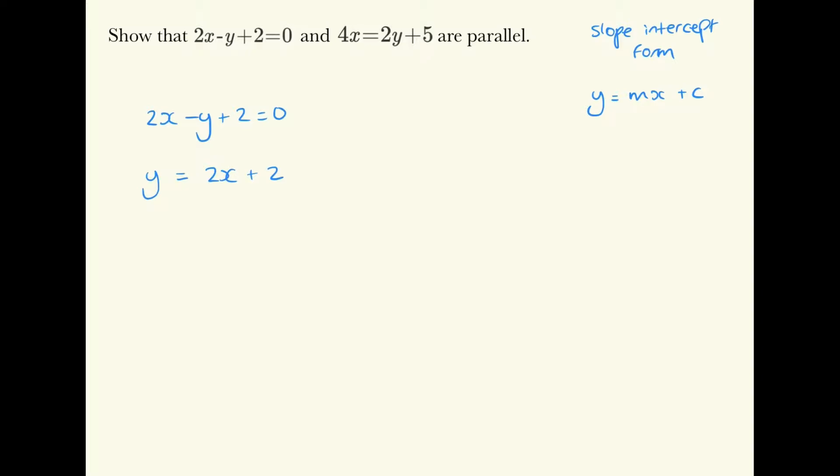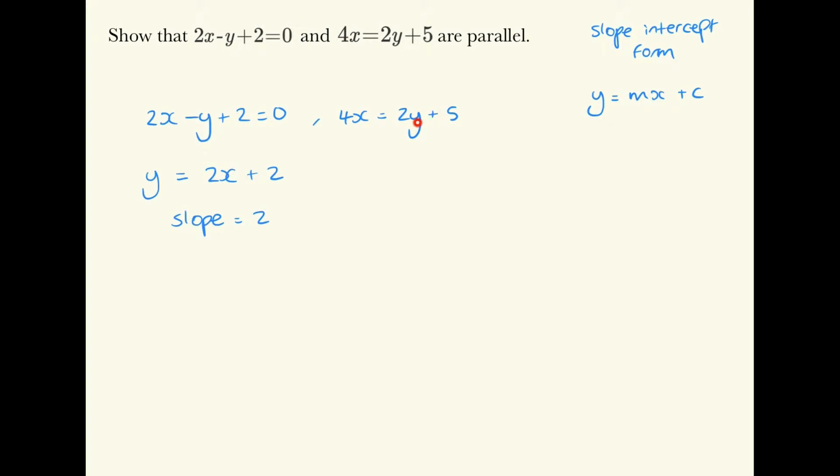And so I can easily identify that my slope is equal to 2. And that's because the coefficient of x here is 2. So that's my slope. Done. I'll move on to my next function. So 4x equals 2y plus 5. Okay, let's go ahead and rearrange this function so that we have it in slope-intercept form.